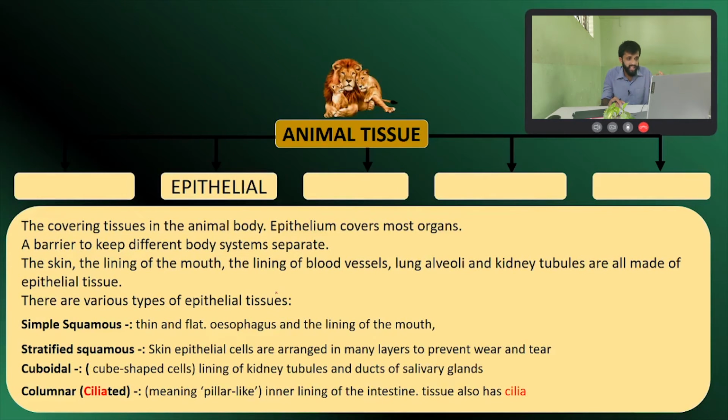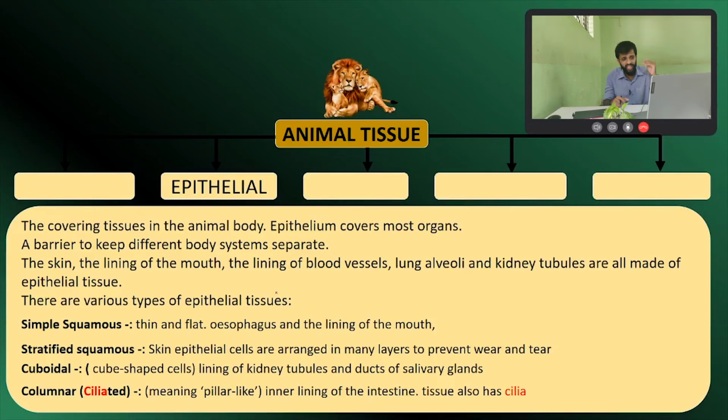Okay, the skin, your skin which is there, is an example of epithelial tissue. The lining of the mouth, the lining of the blood vessels, lung alveoli and kidney tubules are made up of epithelial tissue. So you need to remember different places where epithelial tissue exists. Okay, so all these are the examples.